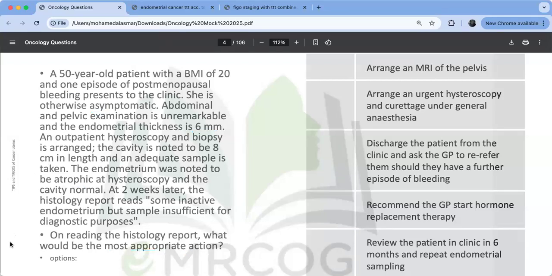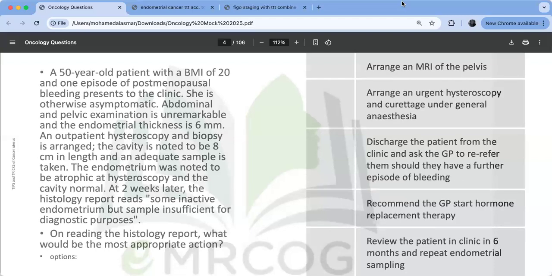So he is trying to tell you by many cues in the question that this is a low-risk case. So the answer will be to discharge the patient from the clinic and ask the GP to refer her again if she has any further episode. Okay? The patient had the sample by the hysteroscopy, my dear. So I can't choose the hysteroscopy again.